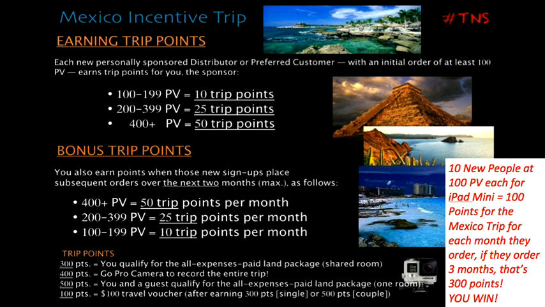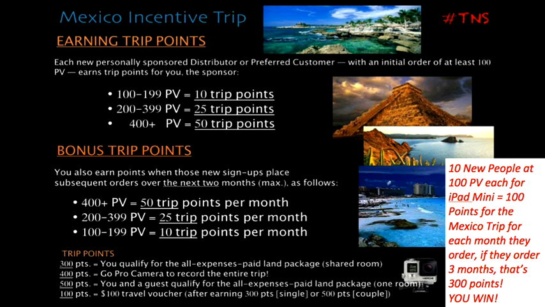If they come in with that $259 pack, a 200-point order, it's 25 trip points. 3 months in a row, that'd be 75 points per person who came in with that pack. 400-point order, that's our XANGO 3D Juiced pack. That's worth 50 trip points.